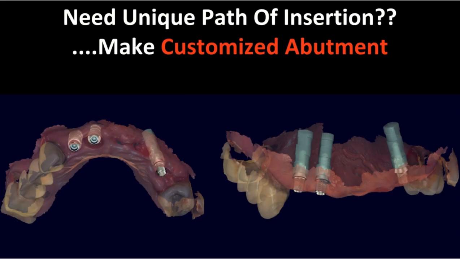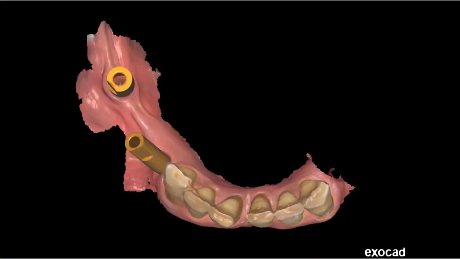The second case is where there is no common path of insertion between your implants, so the custom abutment can correct the angulation so they are nearly parallel. Of course, multi-unit abutment with different angulation is also one of the solutions. Passive seating without customization in this case is not as easy as you think.